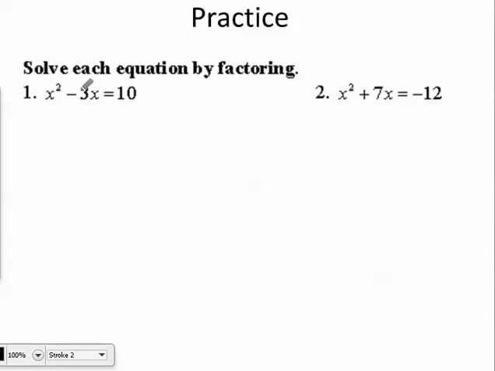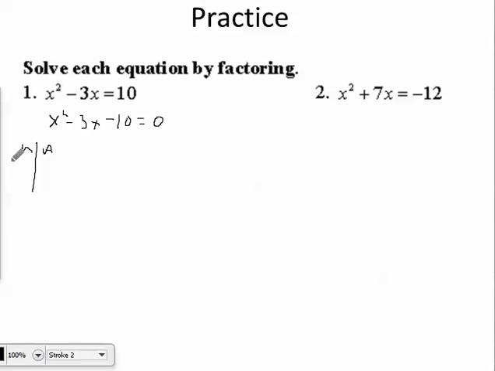Here I've got x squared minus 3x is equal to 10. I've got to have it equal to 0. So the first thing I'm going to do is say x squared minus 3x minus 10 equals 0. Well, you know what? I don't see any common factors there. So what I'm going to try to do is I'm going to use my mama table, and I'm going to say MA.